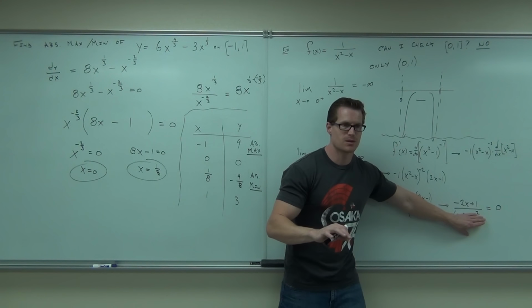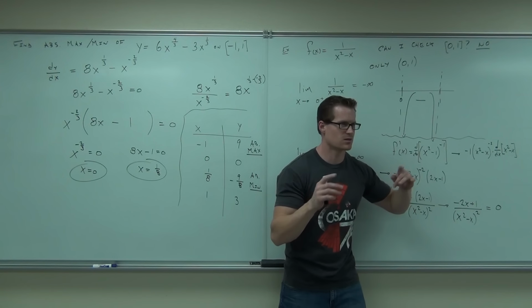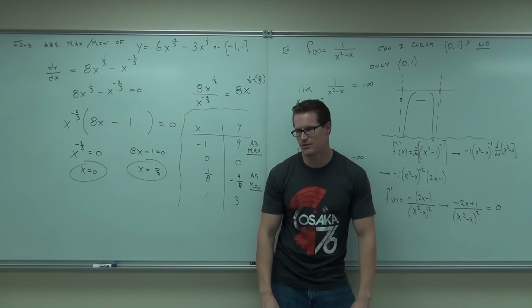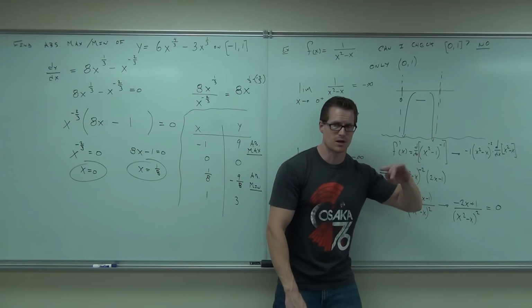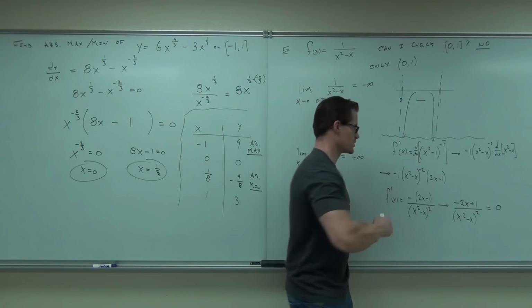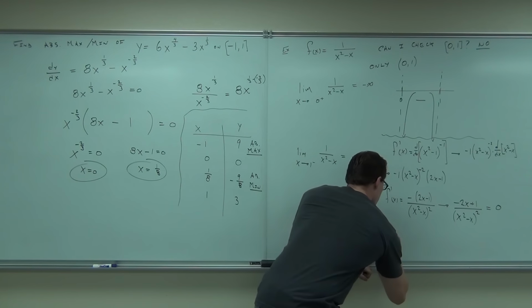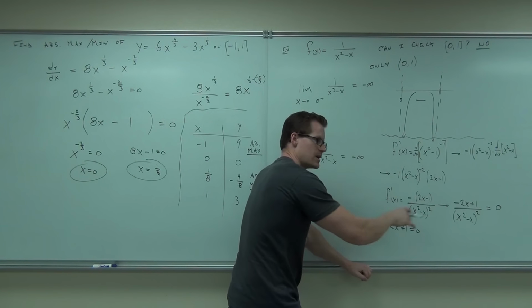Which, by the way, you remember when I had you do all the distribution on quotient rule, and you're like, oh my gosh, do we really have to do that? Can we just leave it in parentheses? No, because you have to solve it, right? So you're going to have to distribute it anyway. So you may as well do that. You're going to get -2x plus 1 equals 0. Subtract 1, divide by -2, x is 1/2.